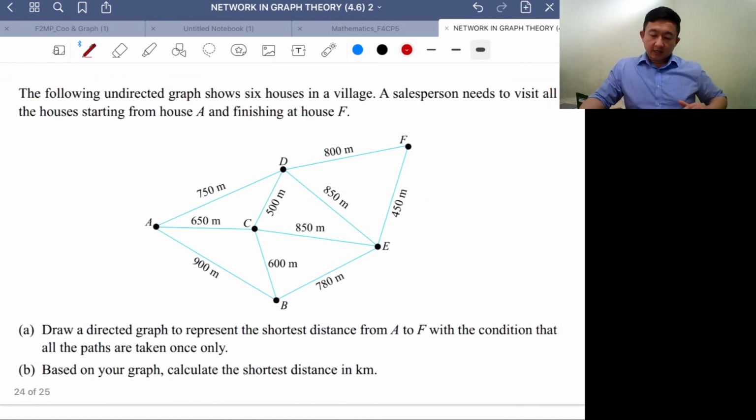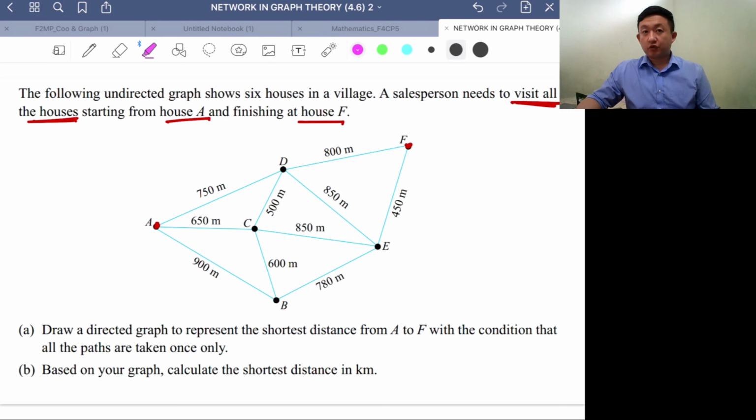Okay, and the next one, the following undirected graph shows 6 houses in village A. A salesperson needs to visit all houses. So every vertex must be connected. All the vertices are connected. Start from A, end at F. So this is your starting point, this is your ending point.